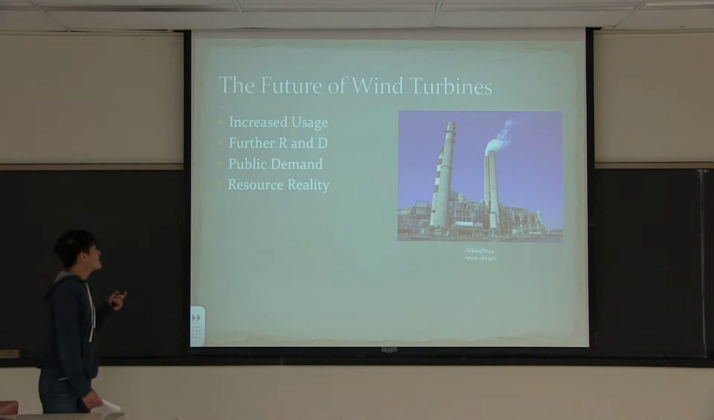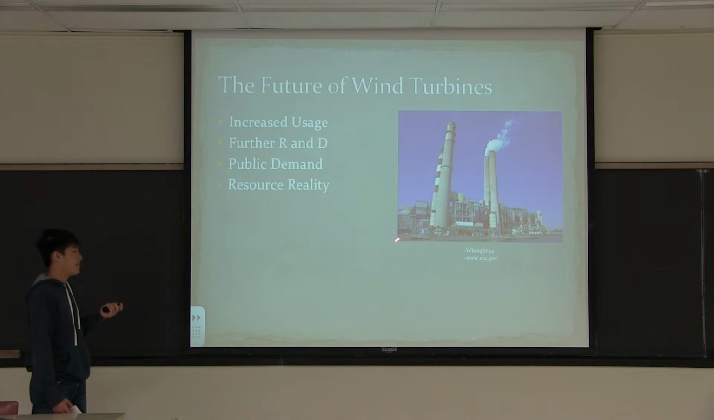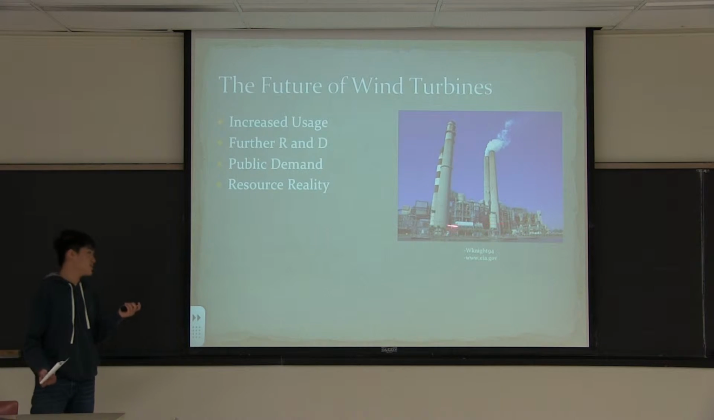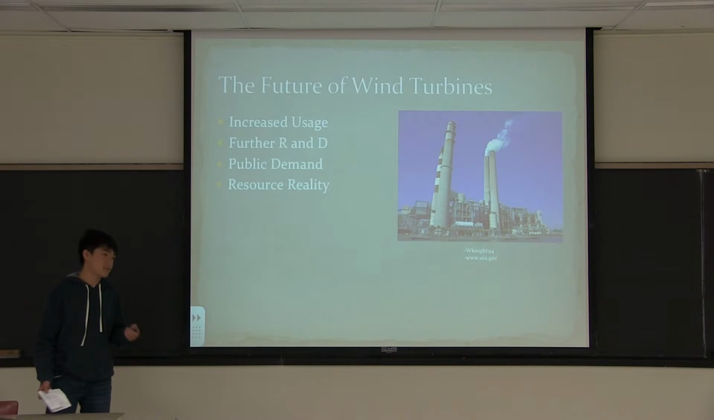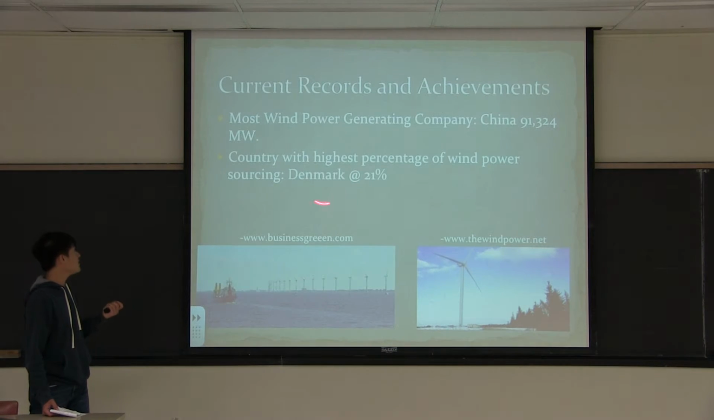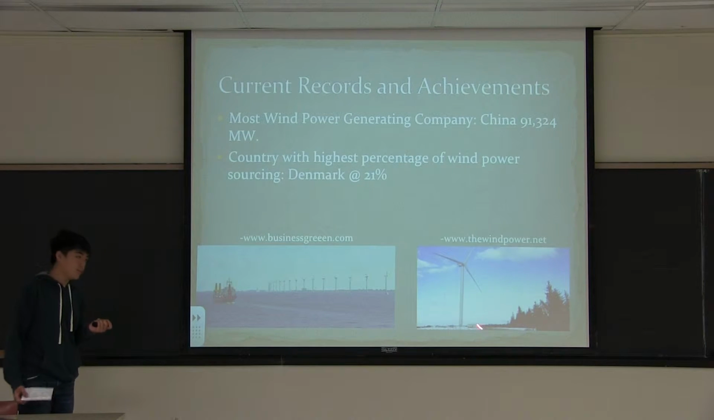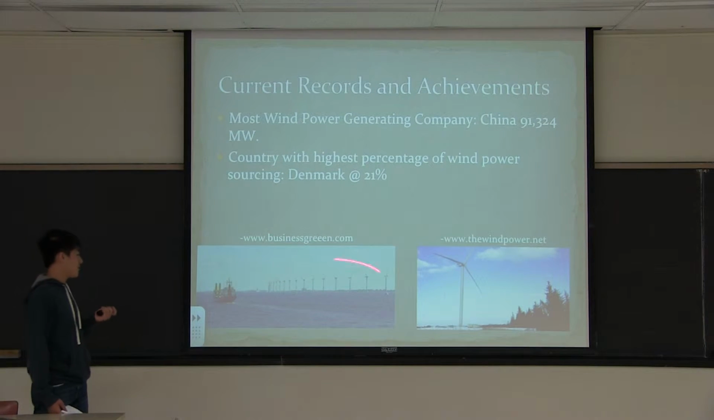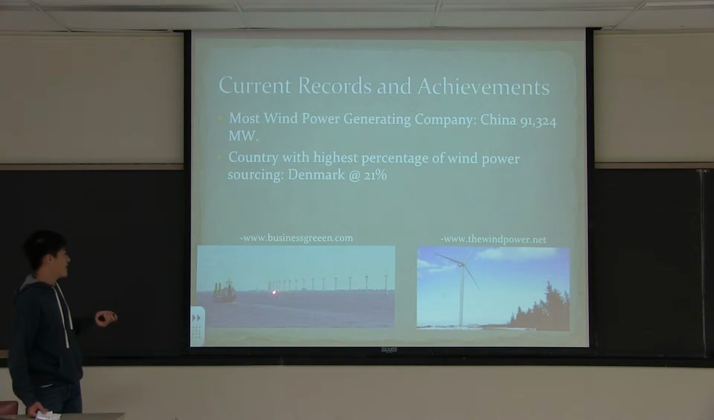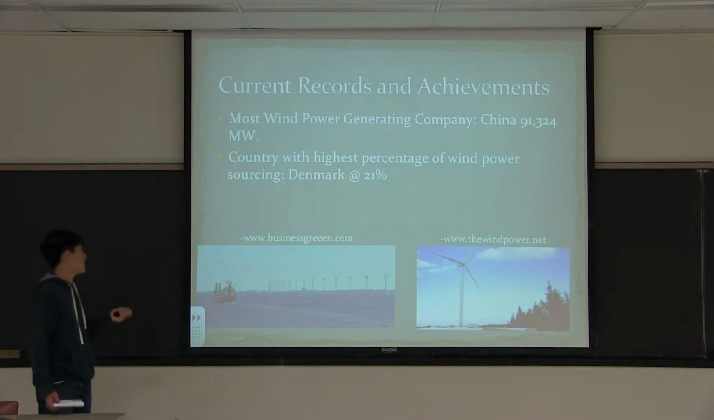The future. As you can see, power plants are still the main kind of energy generation used in a lot of the world because it's cheap and it's easily available. And then current records and achievements. In Denmark, 21% of their energy is sourced from wind turbines because there's not a lot of natural gas and oil. And they actually developed the largest wind turbine right here. And they use offshore and onshore wind turbines.